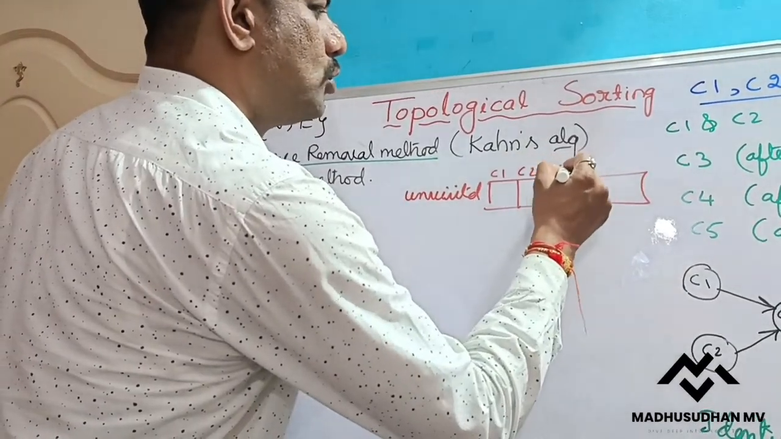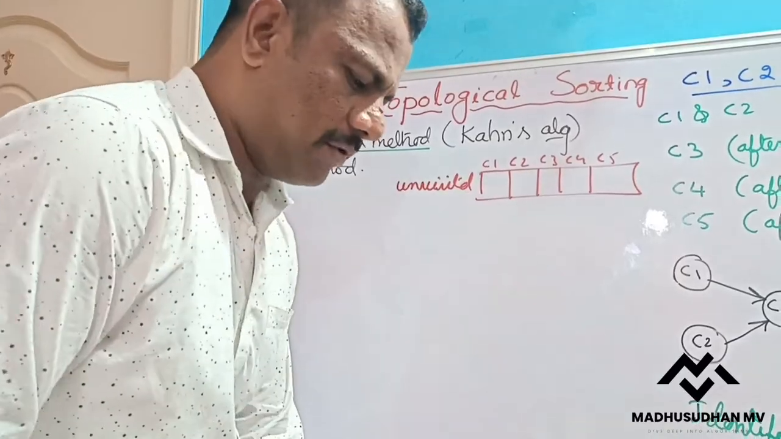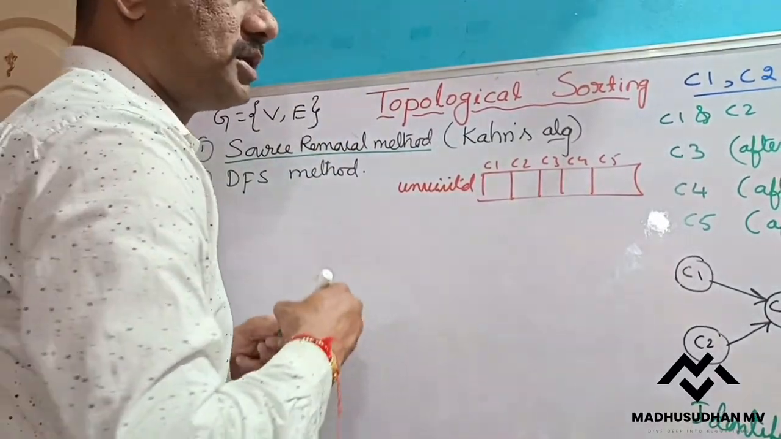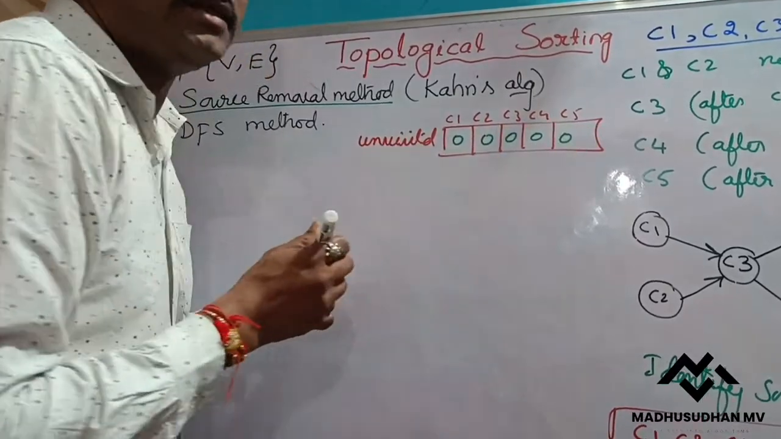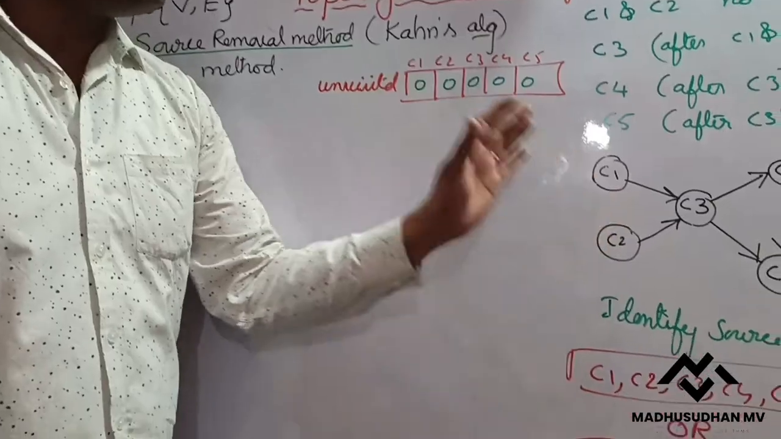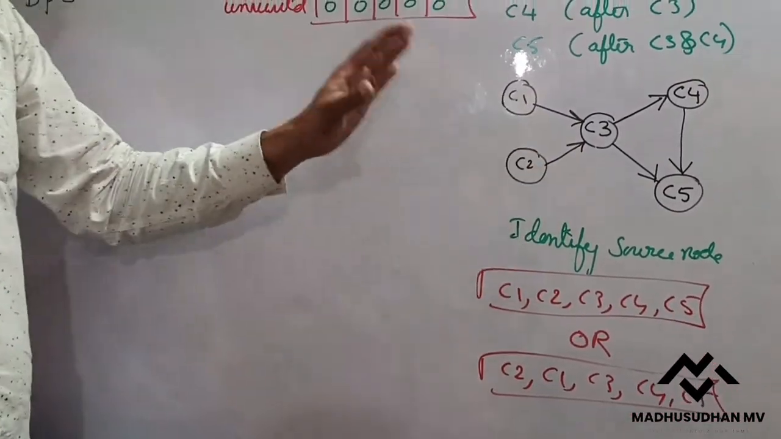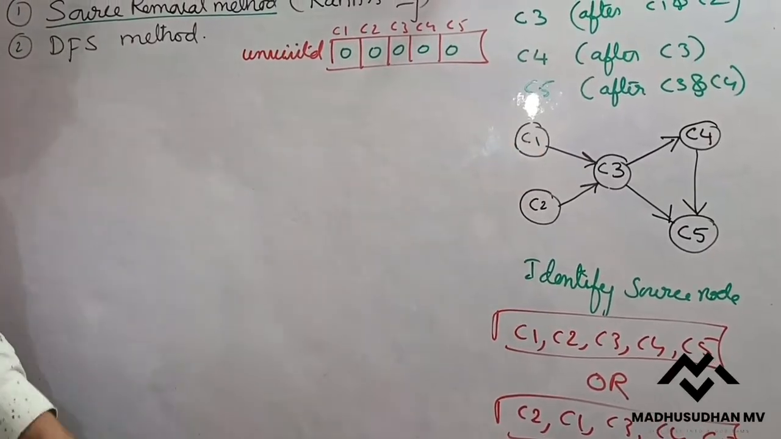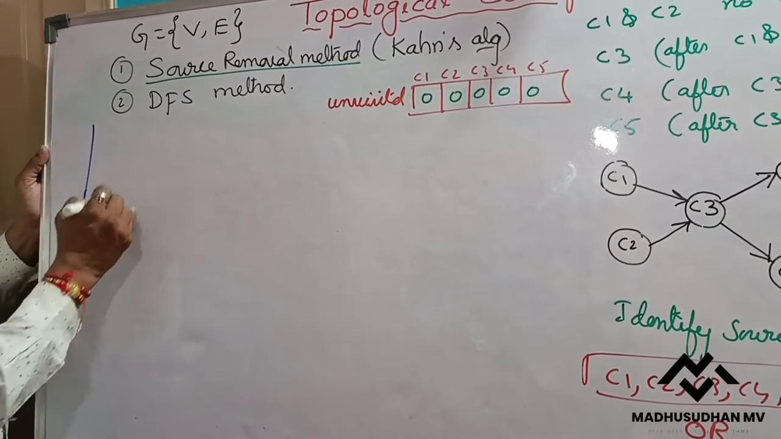Course 1, course 2, course 3, course 4, course 5. What I will do, initially I will say all these nodes are unvisited, so I am making 0, 0, 0, 0. Zero indicates unvisited. Whenever I visit a node, I will make it 1. To implement this, we are using a stack.